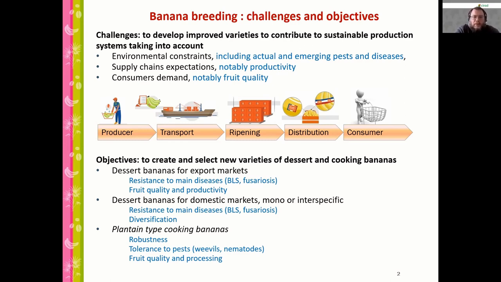For dessert banana for exports, the most important traits are resistance to main diseases, and particularly black sigatoka and the fusariosis, especially the tropical race 4 fusarium, which is very important at this time, and the fruit quality and productivity. For domestic markets, we also have to work on resistance to these diseases, but a little bit more on the supply chain problems, because there is less transport. And we aim to diversify the variety for production. And for plantain type cooking bananas, we work mainly on robustness and tolerance to pests, but more weevils and nematodes, and the fruit quality adapted to processing.